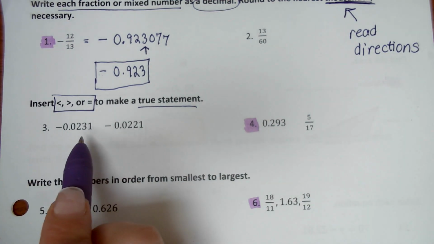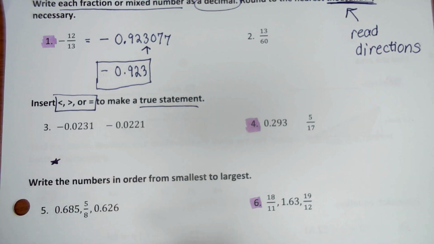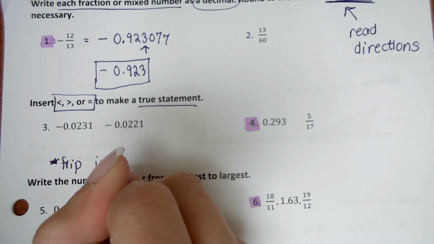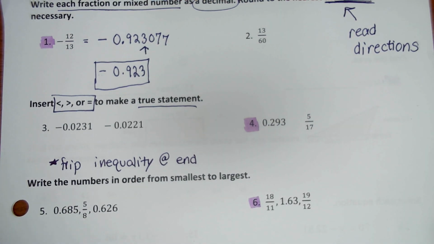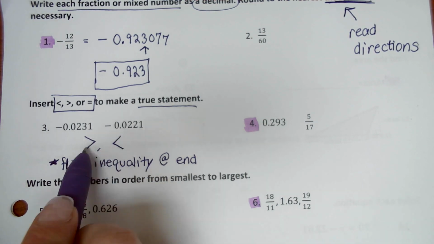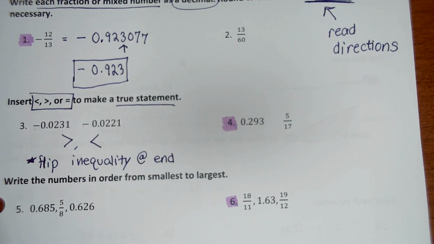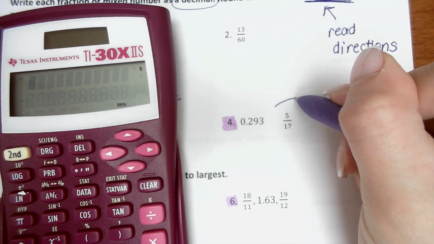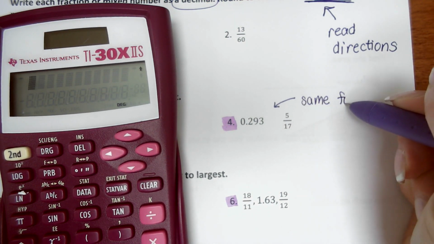Now, for number 3, we're not going to do this, but I do want to remind you, if you have 2 negative decimals that you're comparing, you want to flip the inequality at the end. So you compare as usual, and then once you have your sign, whether it's this or this, you flip it at the end because they're both negative. Now, the one that we're going to do together, 0.293 compared to 5/17. When we are trying to compare numbers, we want to get them into the same form.